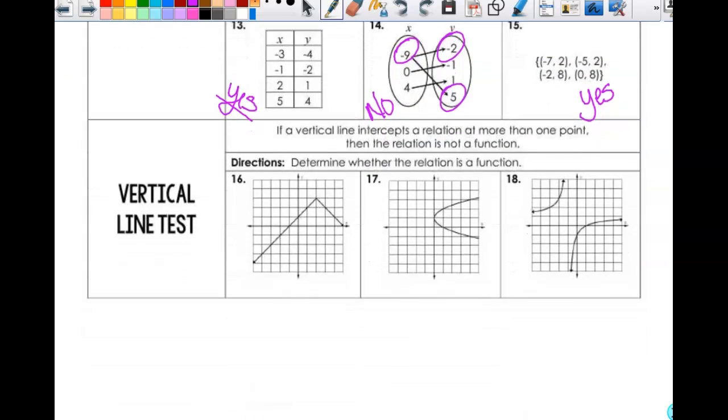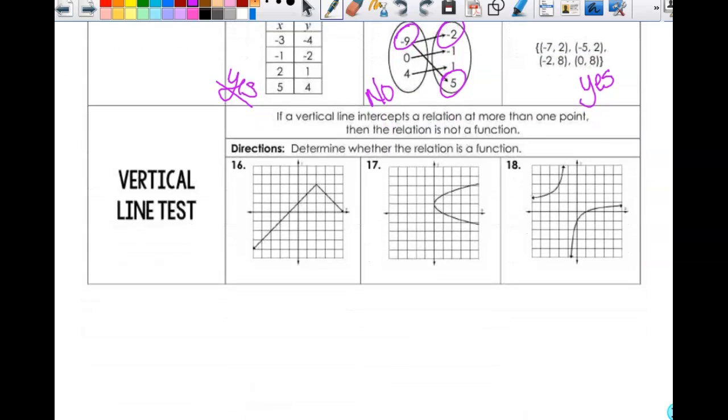Okay, so let's talk about the vertical line test. If a vertical line intercepts a relation at more than one point, then it is not a function. Your teacher might have called it a pencil test. I think most people now call it a vertical line test. Everybody's heard of that, right? Makes sense. So that means I can drop a vertical line down anywhere on my graph and only hit the graph once. If that's the case, that makes it a function. So the answer is yes.